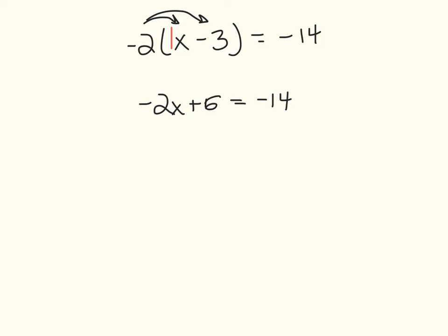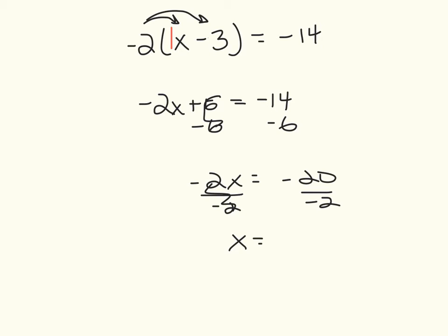From here, the problem's easy. The opposite of plus 6 is minus 6. That goes away. Negative 2x equals negative 20. The opposite of times negative 2 is divide by negative 2. X equals positive 10 is the answer.